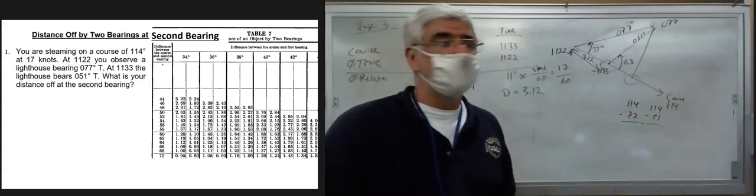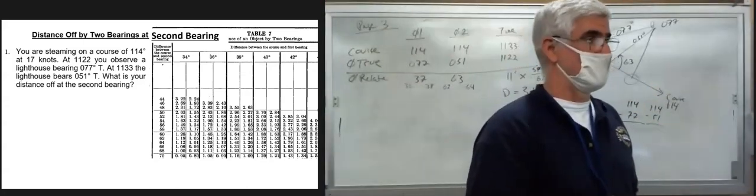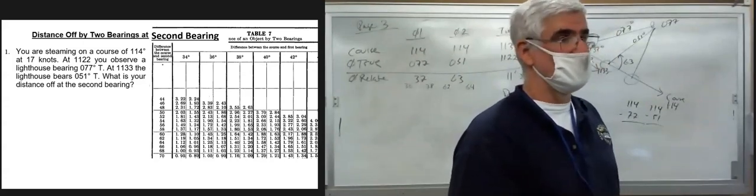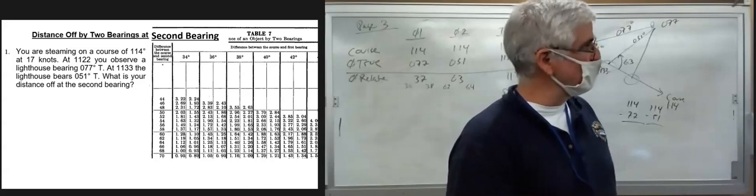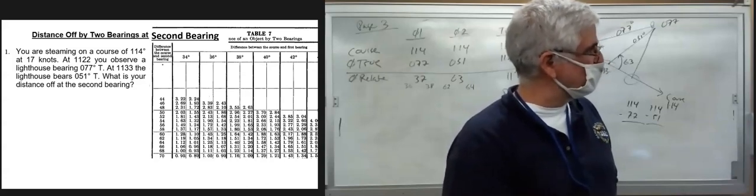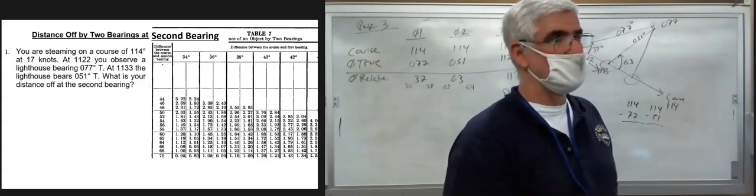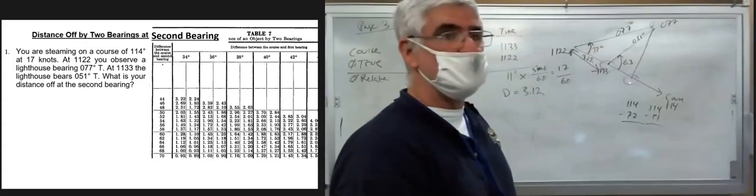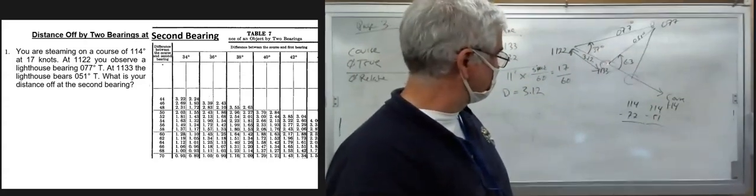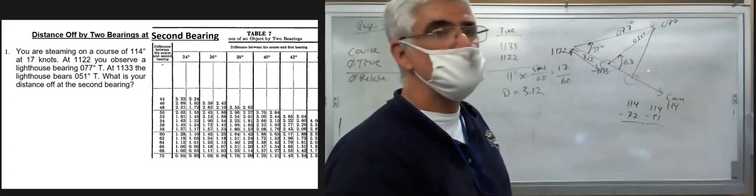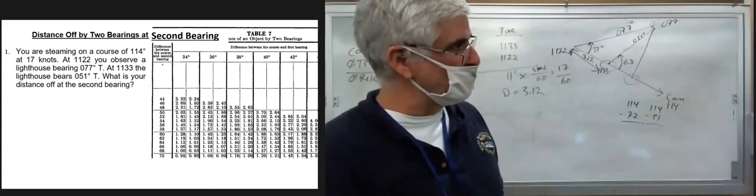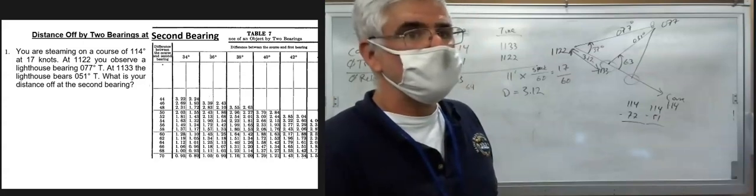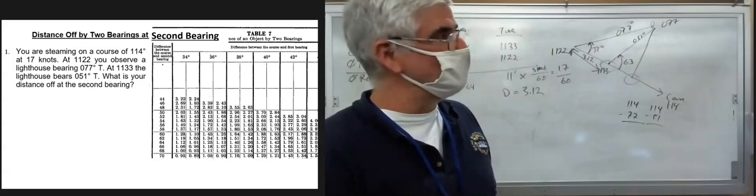So look at the question. Margot, what's the question asking me? Second bearing or abeam? Second bearing. Margot, am I going to look in the first column or the second column if I want second bearing? Which one happens first? Second bearing or abeam? So which column am I going to look for if they're asking me about second bearing? Column 1 or column 2? Column 1.